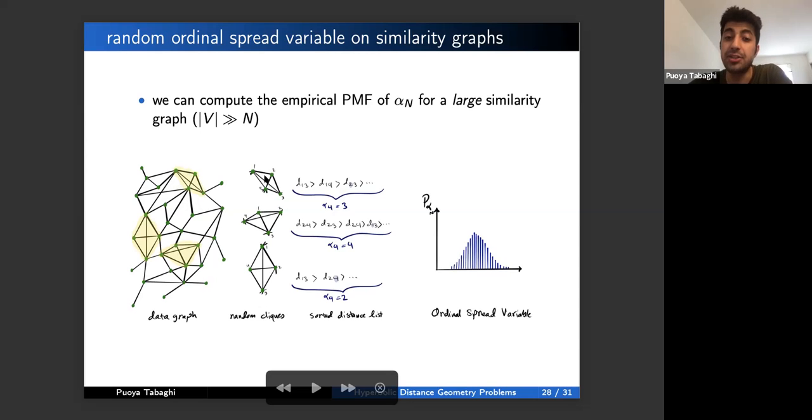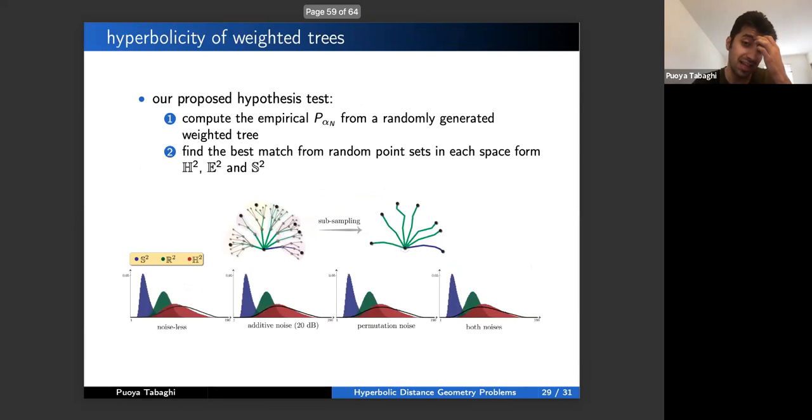And because we have similarity scores, then I have distance lists. And because I have distance lists, I can compute alpha capital N, which is here 4. So here is 3, here is 4, here's 2. And as I'm randomly generating these graphs, then I get random points like this. Then I can basically compute the PMF of these random points, which is alpha N basically. So I get to define a random variable on a data graph just by similarity scores. So this is going to be second to my last slide.